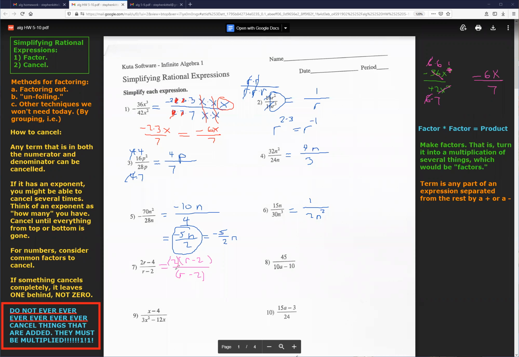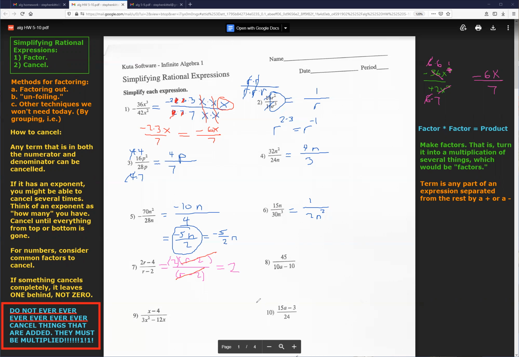If we put all of these in parentheses, these are now 2 times this stuff over here. And when we come back to talking about the cancel step, well, that is a thing that is multiplied, and so we can cancel it. And therefore, our answer here is just 2.